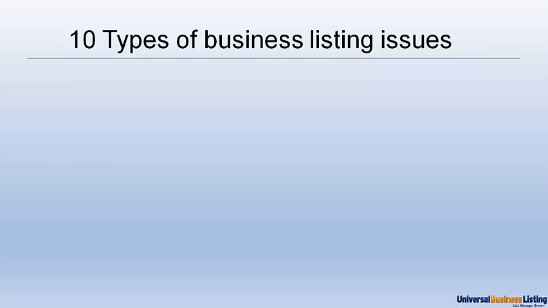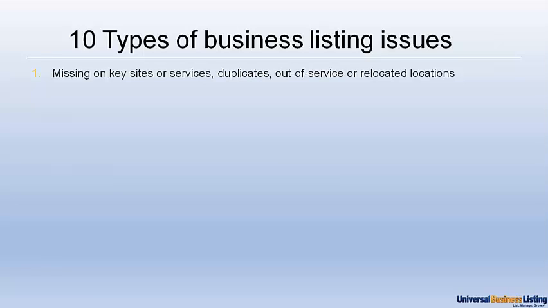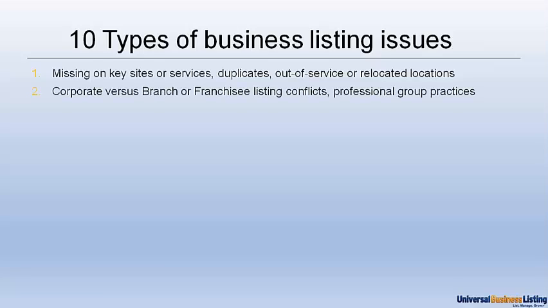It does happen. So I wanted to summarize the 10 types of business listing issues that we see in broad strokes, and the reason why 40% of these business listings are typically wrong. The first is clearly that the listings are missing, or they're duplicates, or out of service, or relocated locations. The second is that we often see conflicts between the corporate versus the branch or franchise listings.